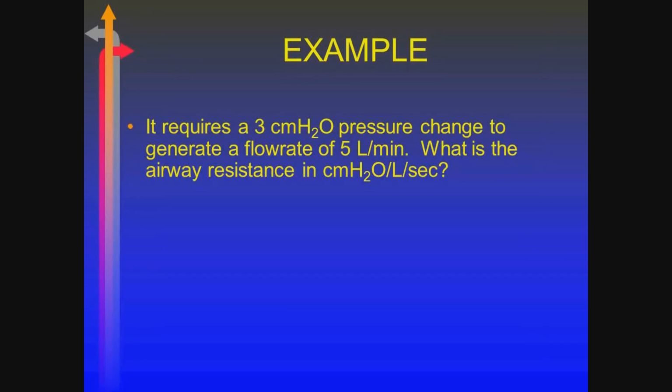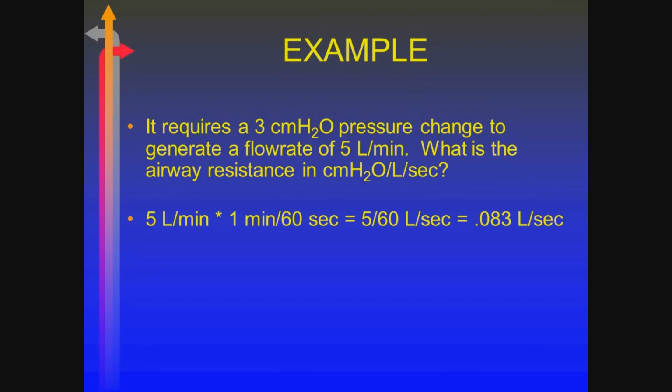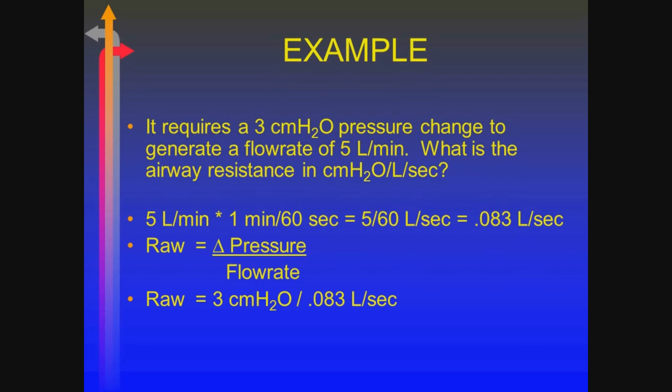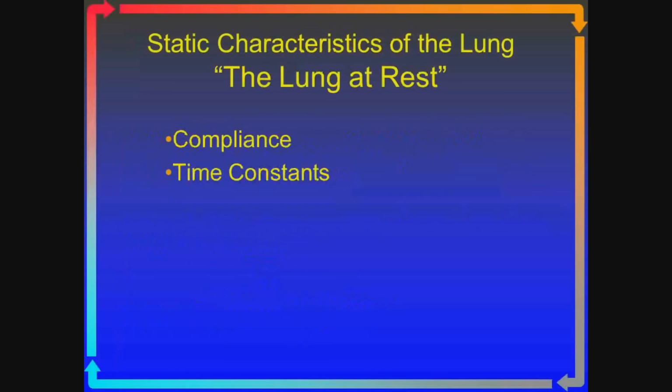So here's a kind of question that you might see on a written evaluation tool, say, I don't know, Wednesday. You've got a pressure of 3 centimeters of water, a flow rate of 5 liters per minute. What's the airway resistance? In this case, remember that we want to have it in centimeters of water per liter per second. So first of all, you have to convert that 5 liters per minute to liters per second. Then you can go ahead and plug it into the formula, and you find out it's about 36. Cool? Sure, whatever you say, Rick.